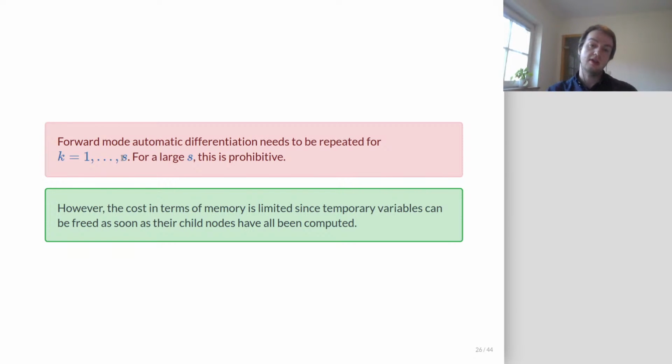However, there is still a nice thing to say about this algorithm: the cost in terms of memory is actually quite limited because we are computing in parallel the forward path and the gradients, the derivative or Jacobian, right? What happens is that the temporary variables can be freed as soon as their child nodes have all been computed.